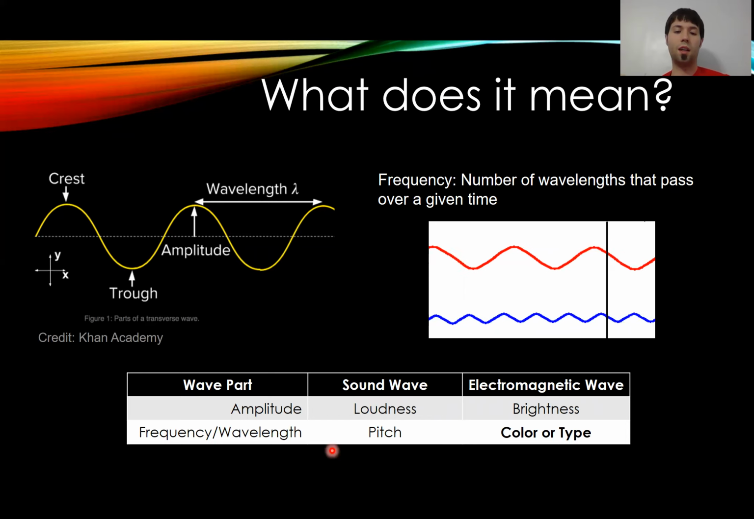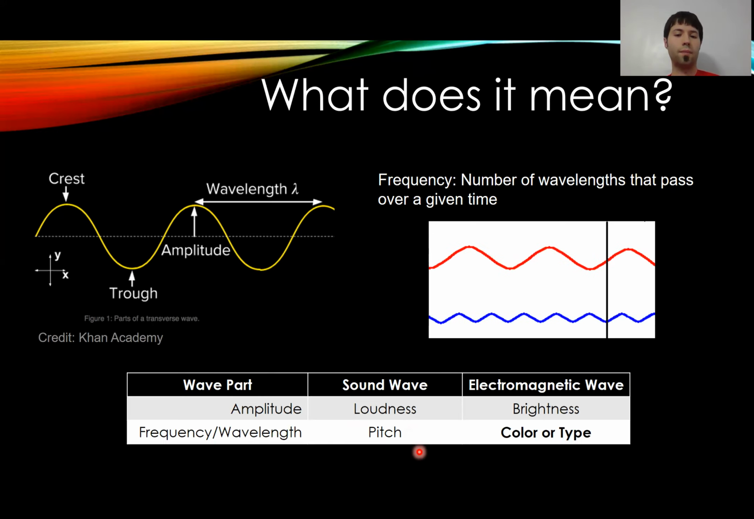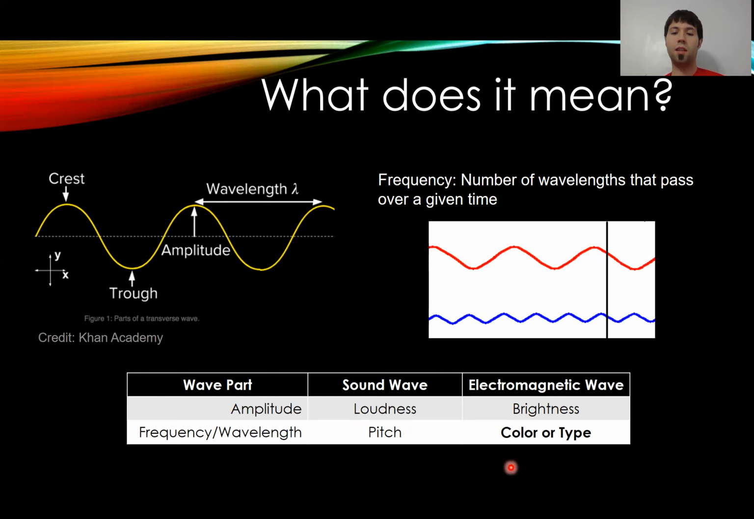Remember when we did the sound labs, something that had a really low sound had a really large wavelength or a low frequency. Something really high had a high frequency or short wavelength. Well, for electromagnetic waves, the frequency or wavelength changes the color of the light wave or the type of light wave.